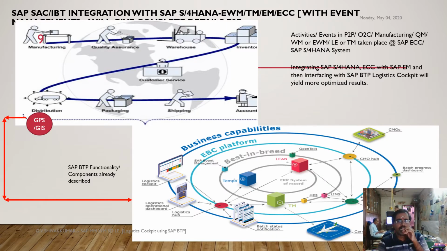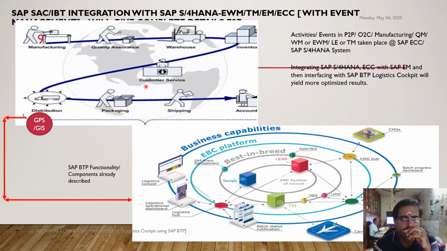And next we are moving to how SAP or SAC and BTP integrate with SAP S4HANA, EWM, TM, EM and ECC, WM, MM, LE, SD, all these things. So all this manufacturing, quality assurance, warehouse operations, inventory, warehouse, and customer services can be well optimized. Each step will finally give you customer satisfaction. So that's why I placed customer service in the middle of distribution, packaging, shipping, accounts, inventory, warehouse, quality assurance, and manufacturing.